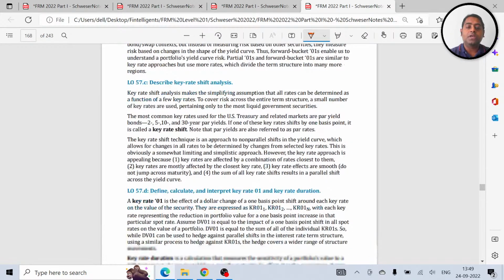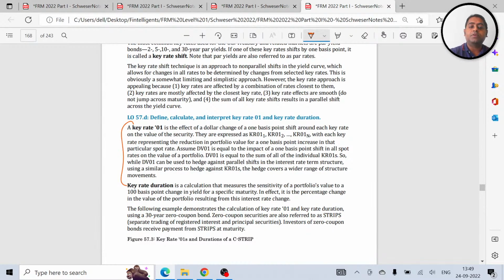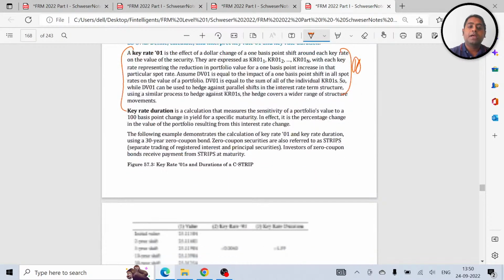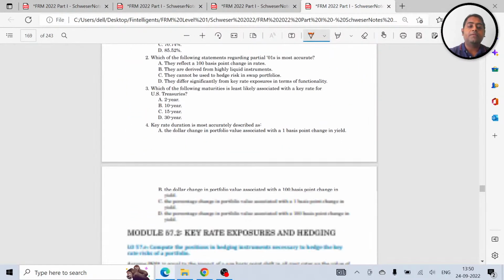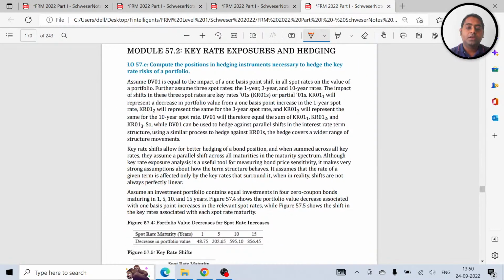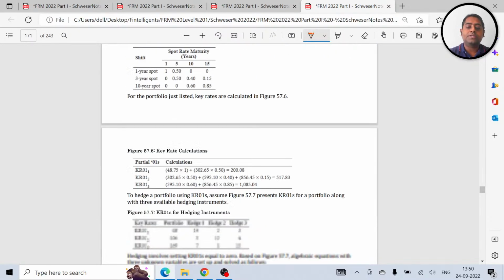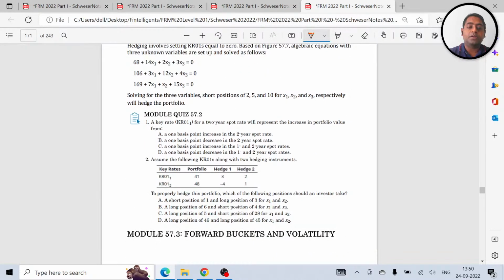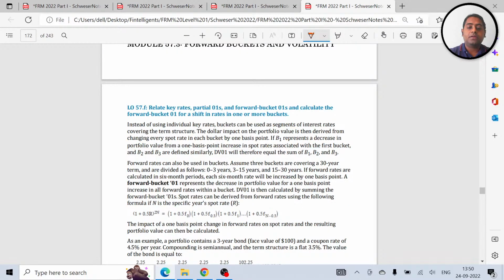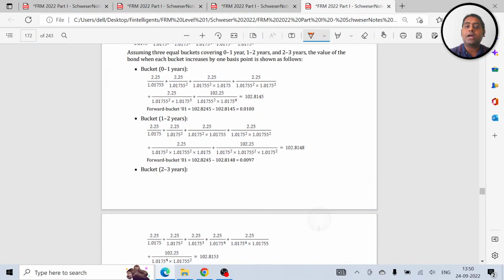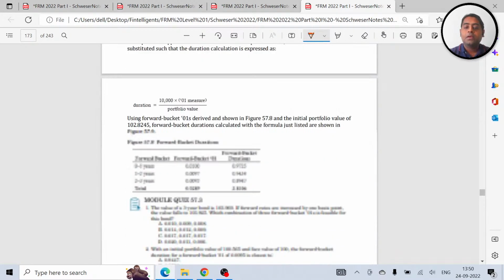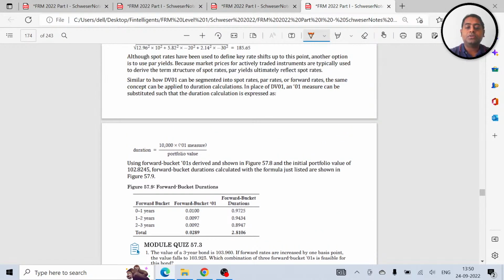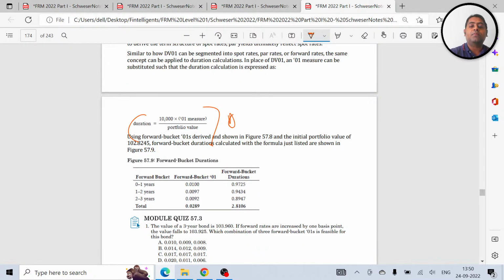Partial 01 is okay. Key rate shift. This concept of key rate 01 is more important. And the calculation of key rate 01 is important. Then we can move towards key rate exposure and hedging. This is okay, more or less not heavily tested. I have not heard about it. Forward bucket also have not heard about it. I'm not going to mark it as important as such. So if you have time, then definitely this chapter you should do it at the end. Okay, don't take the pressure of this chapter as such. You can remember this formula, marking this as star.